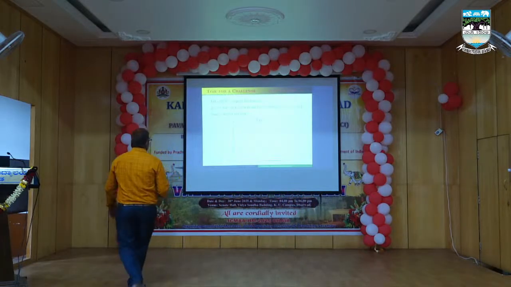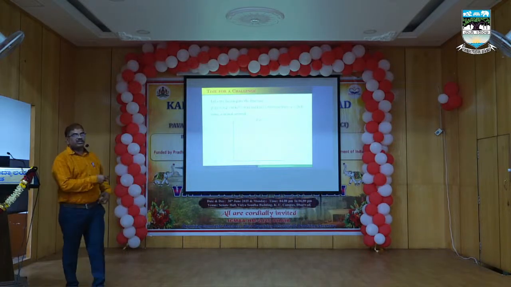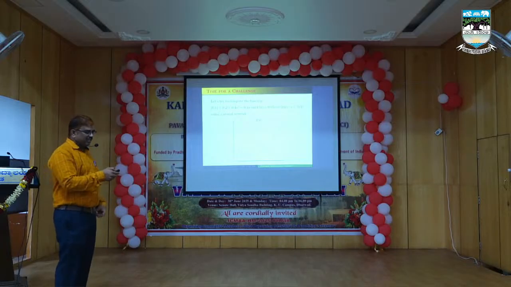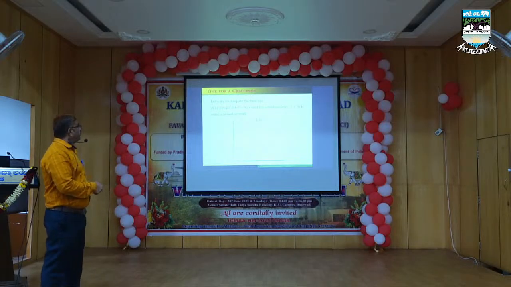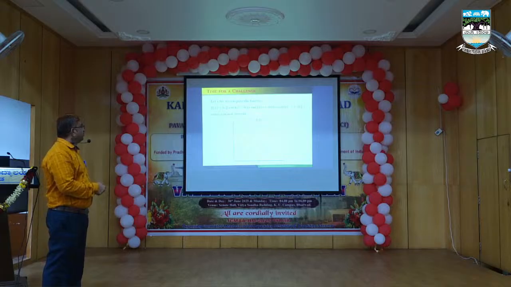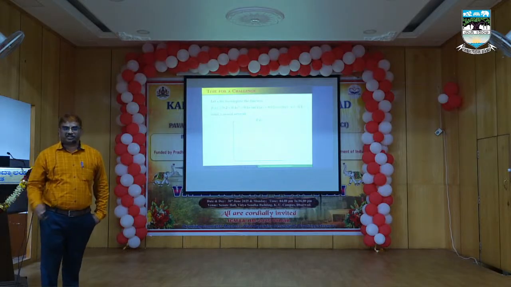So now, what is the function I have considered? 0.2 plus 0.4x square plus 0.3x times sin 15x plus 0.05 cos 50x. This is the function. Now I am going to approximate this function by using neural networks.